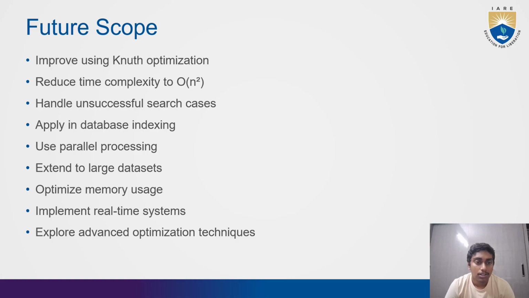Future scope: improve using NUT optimization, reduce time complexity to big O of n square, handle unsuccessful search cases, apply in database indexing, use parallel processing, extend to large data sets, optimize memory usage, implement real time systems, explore advanced optimization techniques.